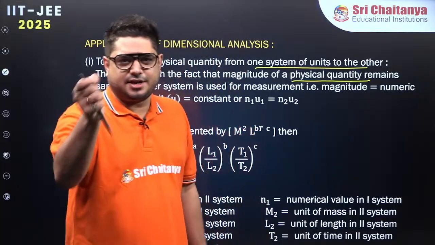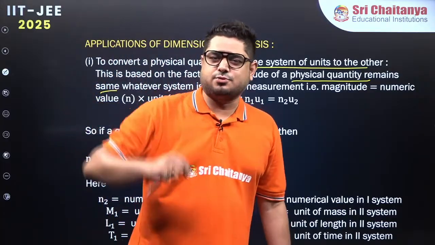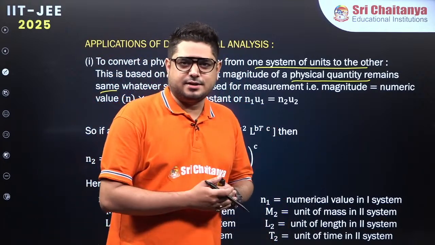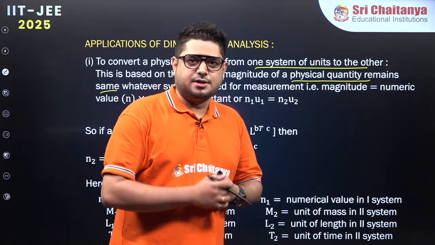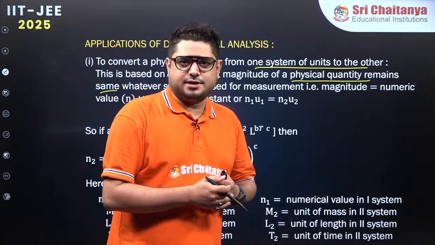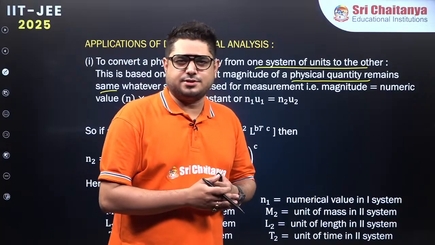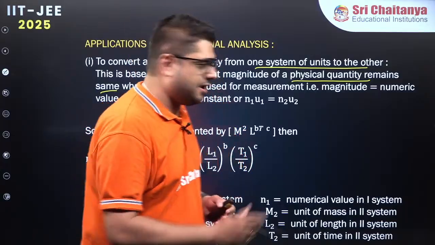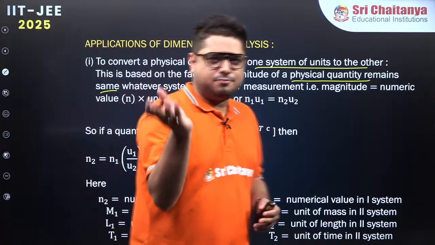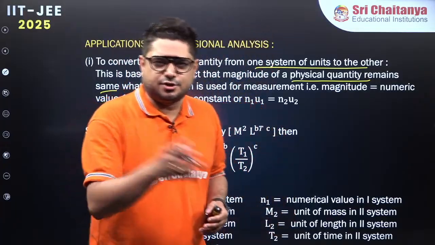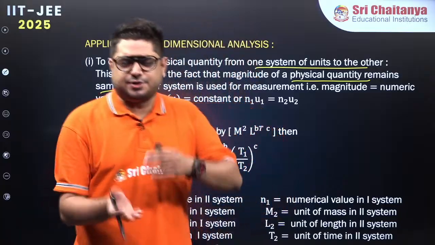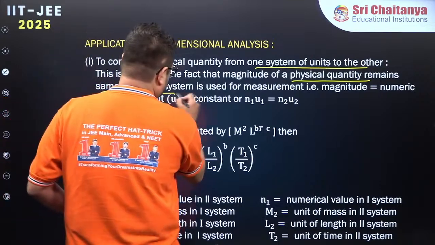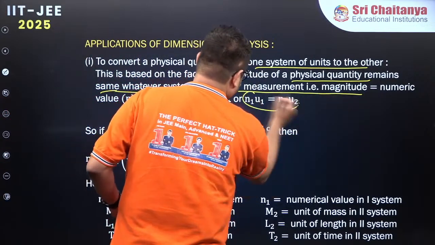Hence, we get the equation N1U1 is equivalent to N2U2, where N1 is the numerical value in system 1, isn't it? U1 is associated with the unit in system 1. N2 is the numerical value in system 2, and U2 is the unit of system 2. And we solved a question, we converted 1 Newton into dynes, and ergs into joules. And there are some more questions which we are going to be solving today. So you can see that whatever system is used for measurement, that's what the equation states over here.